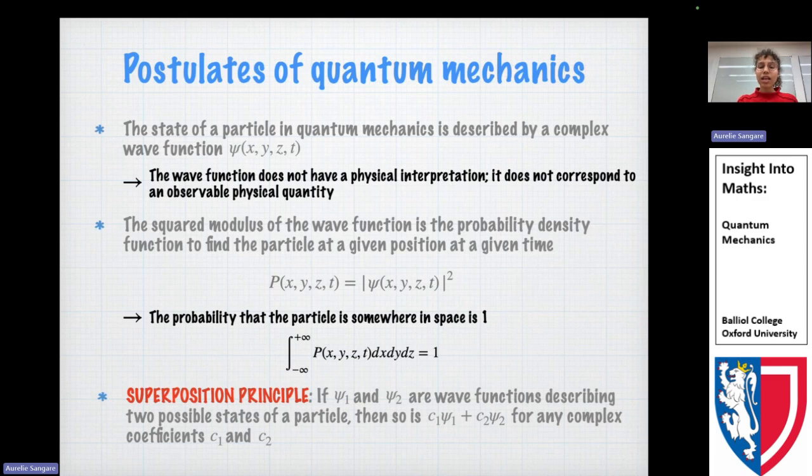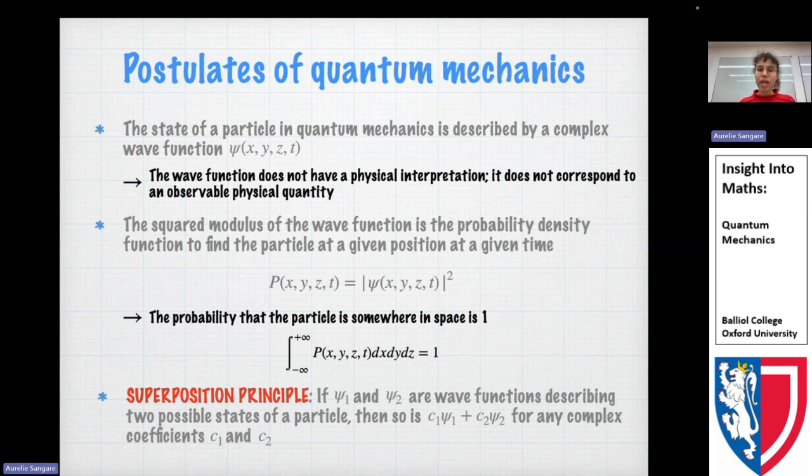And that is exactly equivalent to the integral on this slide. So if you take your probability to find your particle at position x, y, z at time t, this is p of x, y, z, t, and you integrate this with respect to x, y, and z, where each time x goes from minus infinity to plus infinity, y goes from minus infinity to plus infinity, and z goes from minus infinity to plus infinity.